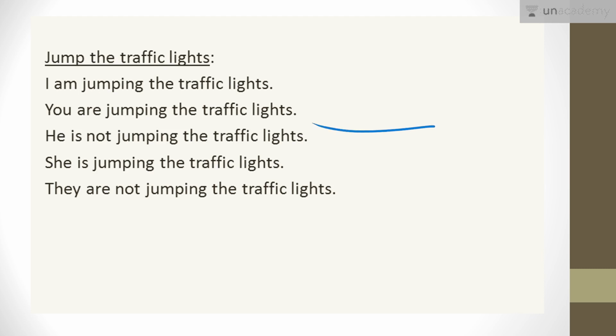You are jumping the traffic lights. I can also say, if someone is jumping the traffic light in front of me, don't do it. You are jumping the traffic lights. Similarly, he is not jumping the traffic lights. If someone comes and says, what are you doing? You are jumping the traffic lights. I can just save him. I can say, no, no, no. He is not jumping the traffic lights. She is jumping the traffic lights. They are not jumping the traffic lights. Okay.